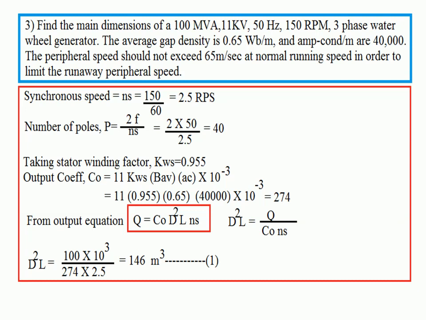Problem number 3, it is very much interesting. It is asked 3-4 times for 10 marks. Find the main dimensions of 100 MVA, 11 kV, 50 Hz, 150 RPM, 3-phase water wheel generator. The average gap density is given 0.65 Weber per meter square and ampere conductors per meter 40,000. The peripheral speed should not exceed 65 meters per second at normal running speed in order to limit the runaway peripheral speed.